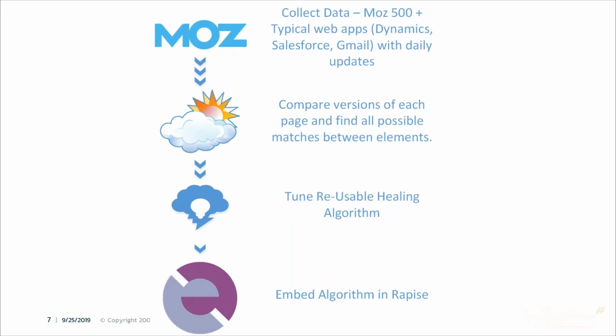So we compute this information and we have a special algorithm that is extracting minimal changes and trains our self-healing algorithm to apply best practices. And this mini algorithm is embedded into Rapise and it works as self-healing.